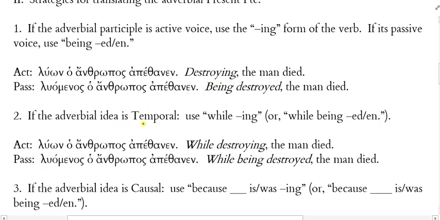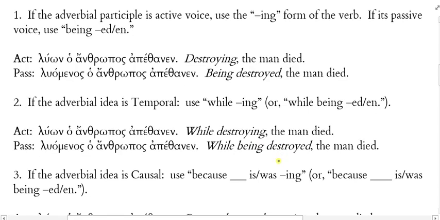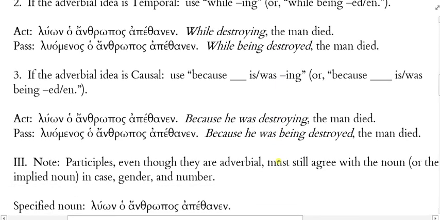If the adverbial idea is temporal, use while blanking if it's active, or while being blanked if it's passive. So the same exact sentences, luon ho anthropos apethanen and luomenos, we could translate as while destroying or while being destroyed, the man died. So the temporal idea could be the adverbial notion here. Sometimes the adverbial notion is causal. That is to say, instead of telling you when the main verb's action happened, it might be telling you why the main verb's action happened.